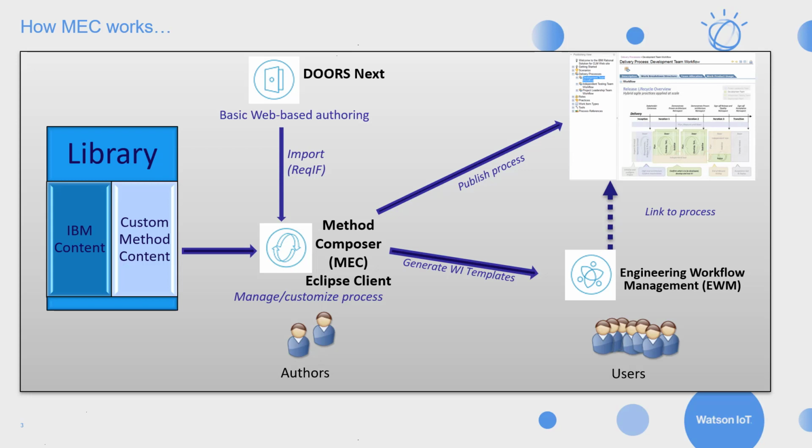This diagram gives an overview of Method Composer. At the center of this diagram we have Method Composer itself, which is an Eclipse client. And what we do is we take method content and create method content. Your library can consist of IBM content, so we have methods around various topics. You can also create your own custom method content, or you can have a combination of the two.